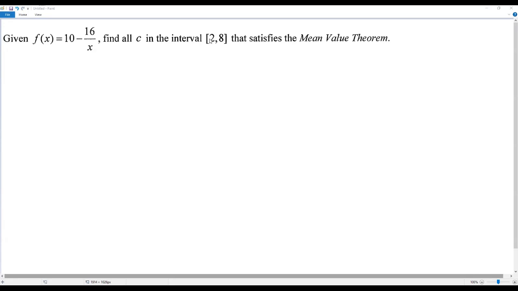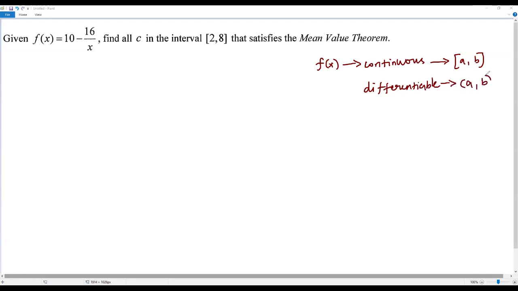Before we start solving this problem, first let's understand what the mean value theorem is. For that, let me consider a function f of x which is continuous. Say that the function f of x is continuous on the closed interval [a, b], and also say that the function f of x is differentiable on the open interval (a, b).